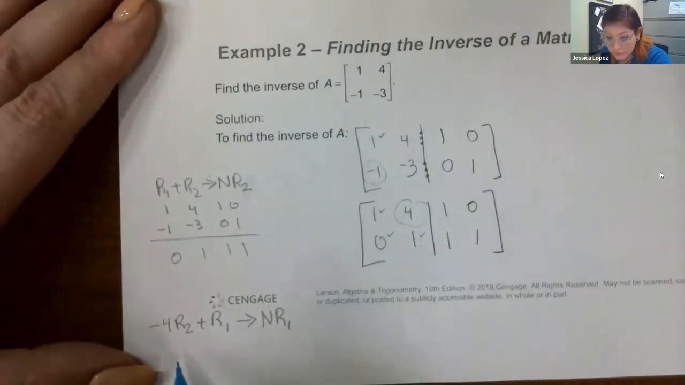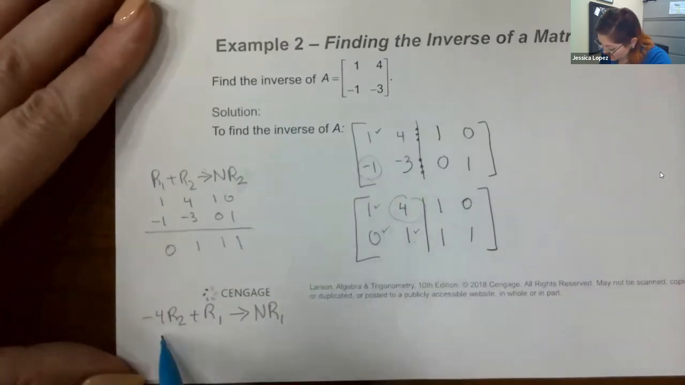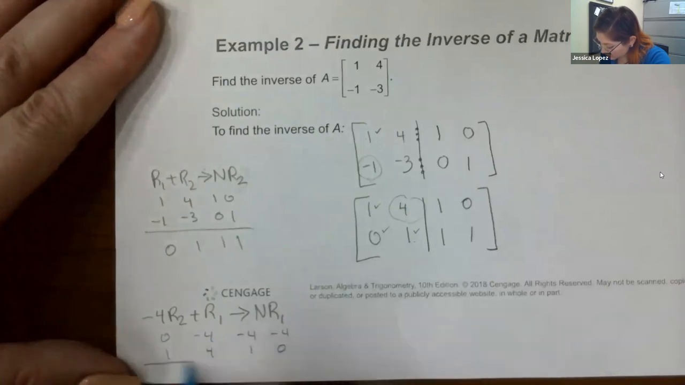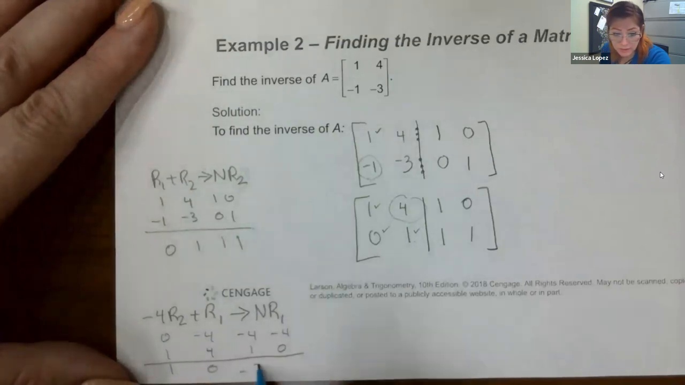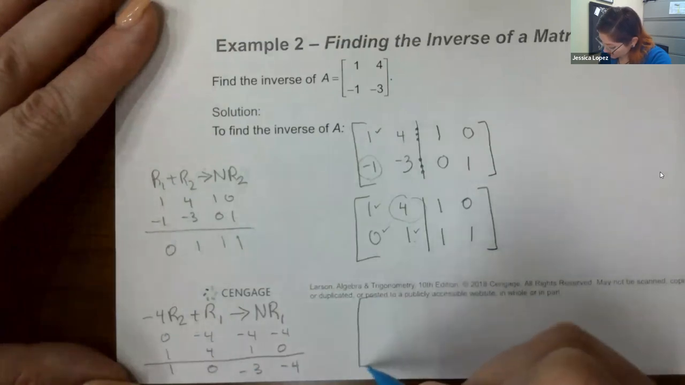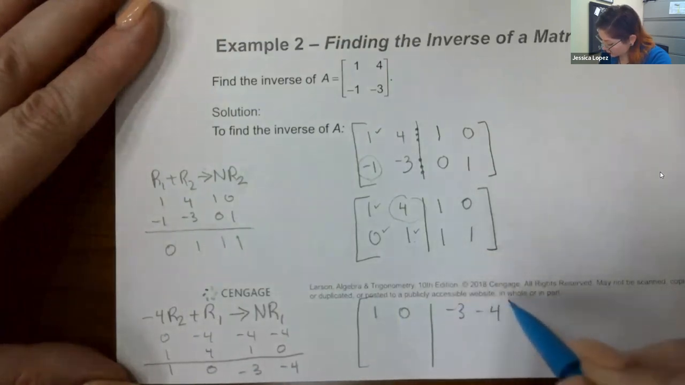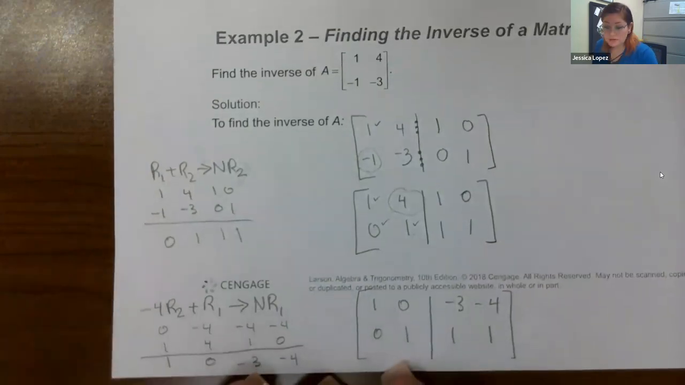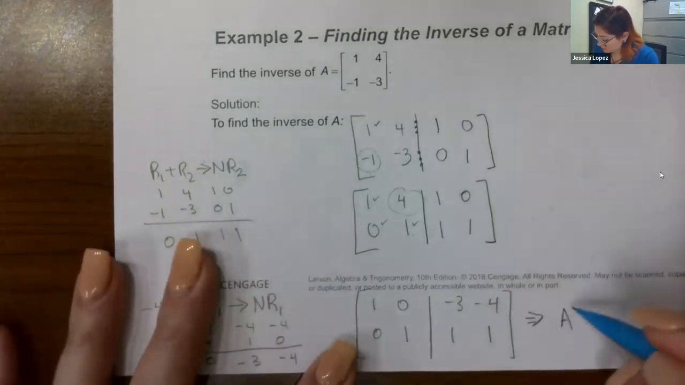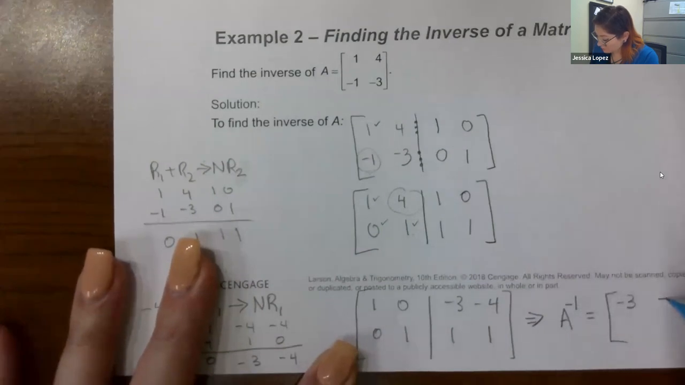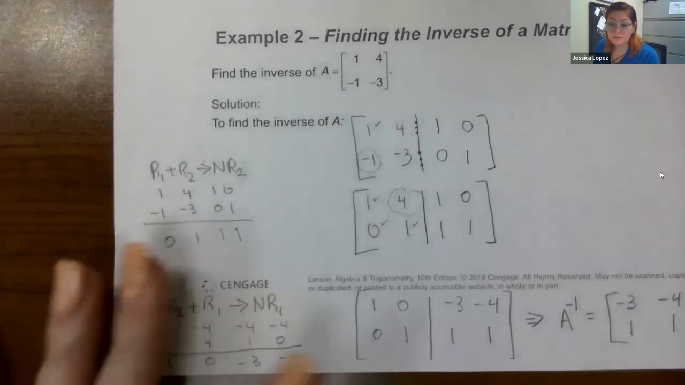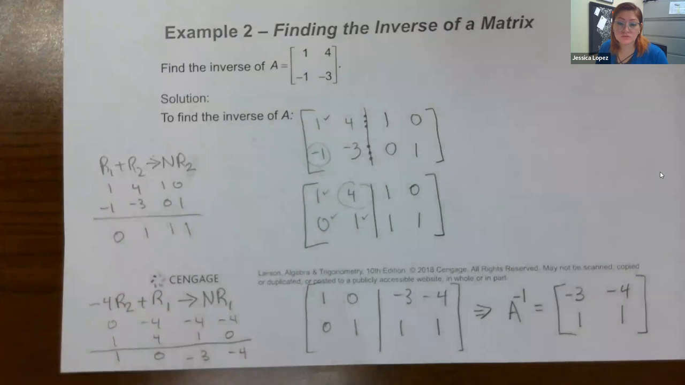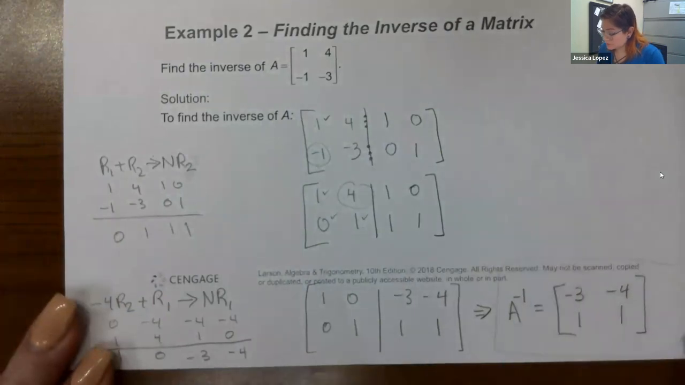And so let's see what we have here. -4 times row two would be 0, -4, -4, -4. Row one would be 1, 4, 1, 0. So the result is gonna be 1, 0, -3, -4. So that's my new row one. And row two stayed exactly the same. And I do have the identity matrix over here. So what this tells me is that A inverse is actually equal to -3, -4, 1, and 1. Okay. And again, you can always pause that if you need to see it slow down or anything like that. But that is the result. And so I do have my inverse here.